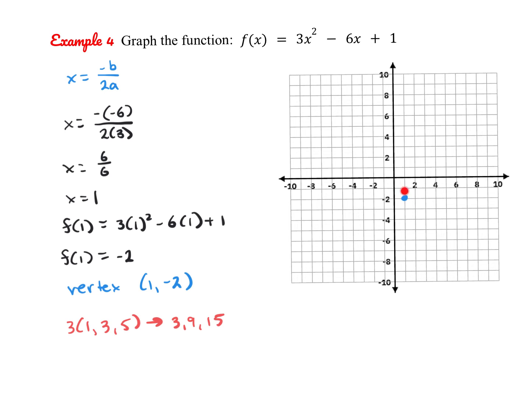So from here, I go up 3/1. And then I go up 9/1. And then I can reflect that over my axis of symmetry, which again will always go through your vertex. And then I know I have a point here at (0, 1), and then (-1, 10).